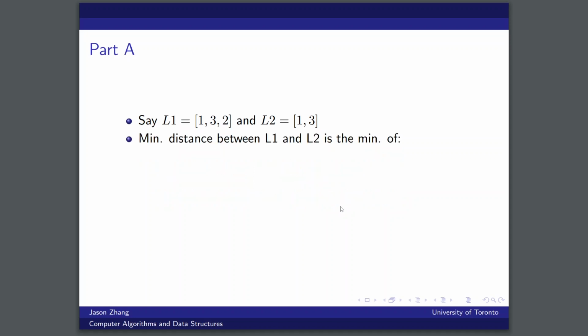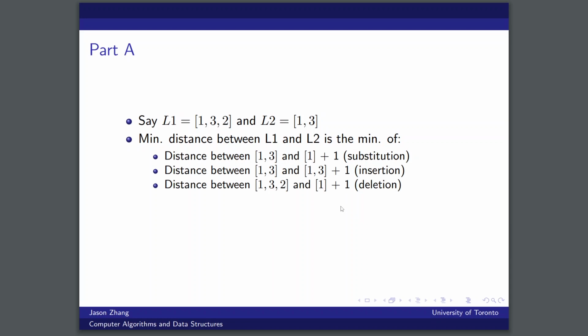Now in this case, say we have two slightly different lists. It's exactly the same logic, but instead of the final elements matching, we must perform a substitution because the final elements of L1 and L2 are not equal. So the distance between L1 and L2 would be the distance between 1, 3, and 1 plus 1, because we need to substitute 2 for 3.